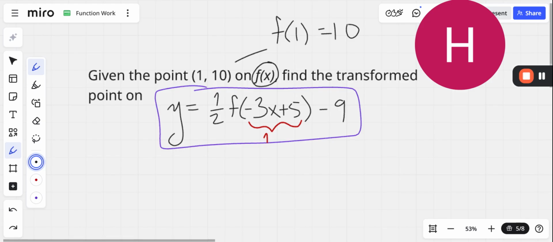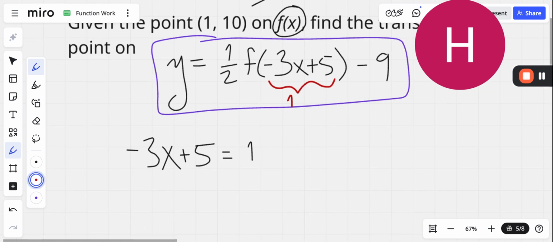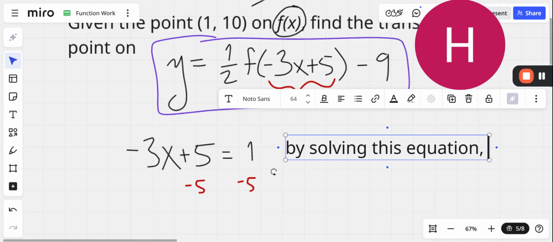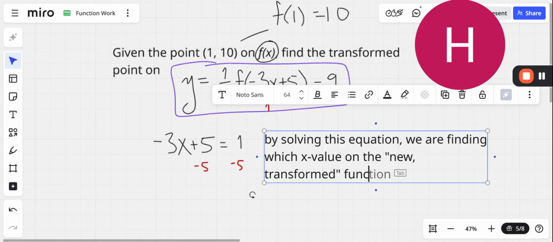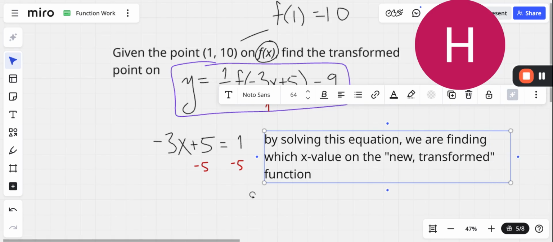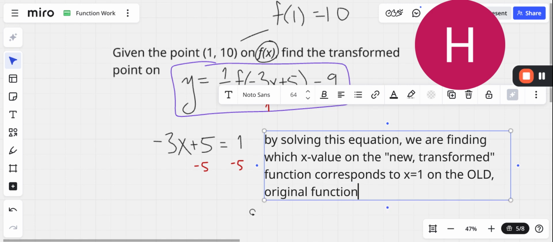How do we turn that into a 1, though? We simply make an equation that says the inside, negative 3x plus 5, is equal to 1. And we can solve this. What does solving this do, though? Let's make a note of that. By solving this equation, we are finding which x value on the new transformed function corresponds to x equals 1 on the old original function. So that's what we're doing here.